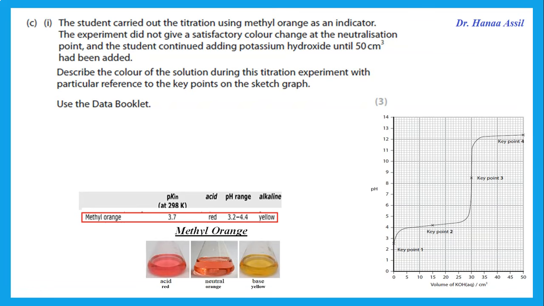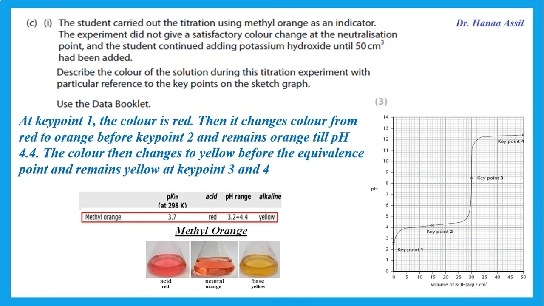So if we look at methyl orange, you should know that in acid it is red. So if I put it in the pentanoic acid in the flask, I am starting red. So at key point 1 it is red. Then it will change to orange before key point 2, and it will remain orange till pH 4.4. And all that time we have not come near the equivalence point. So it has already changed to yellow before the equivalence point, and it remains yellow at key points 3 and 4.